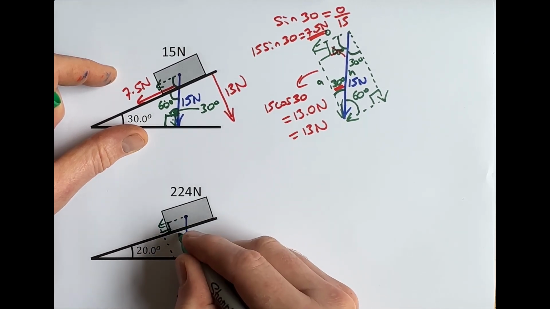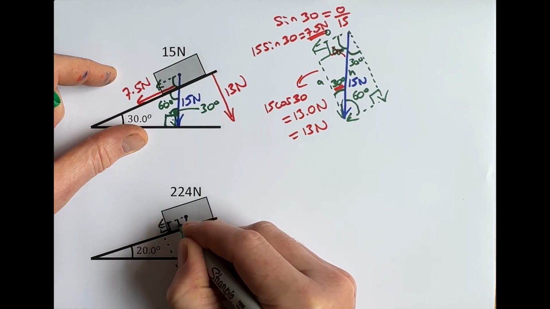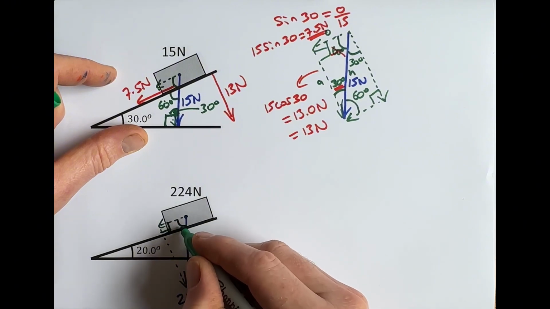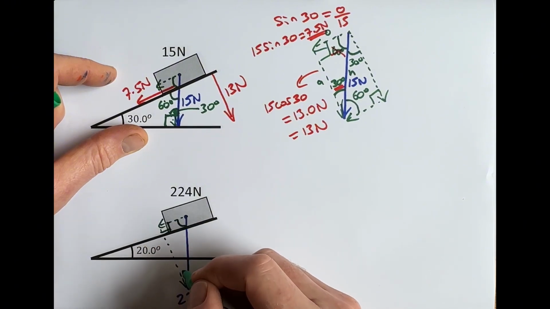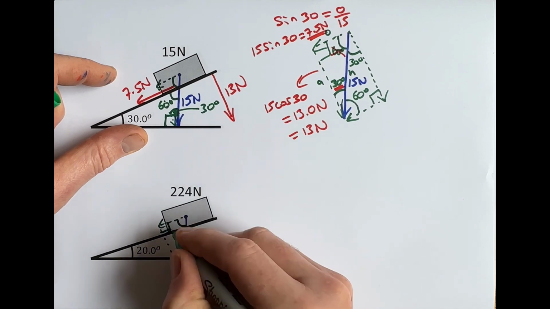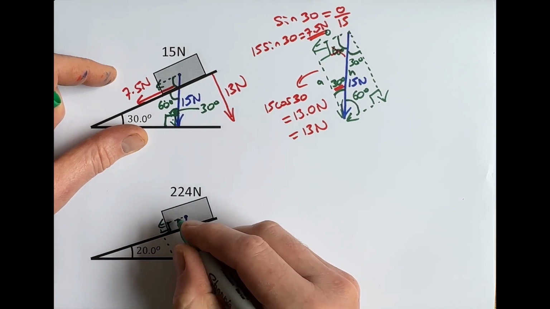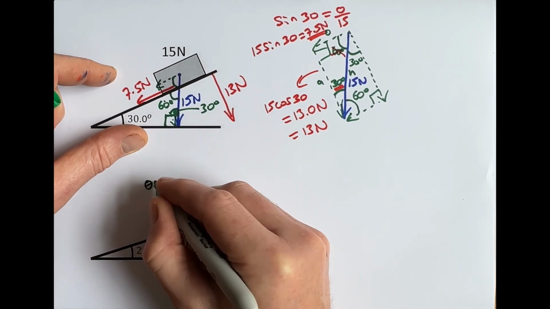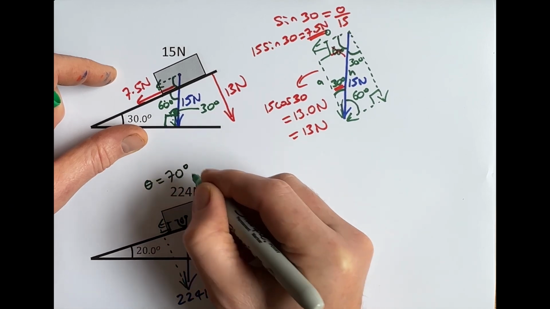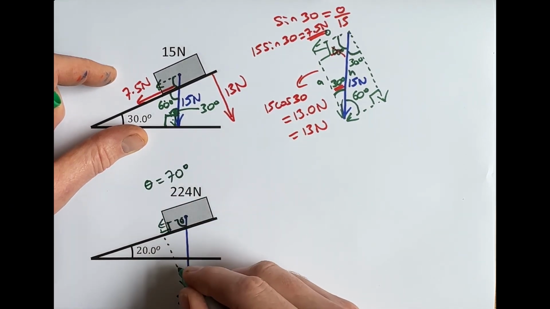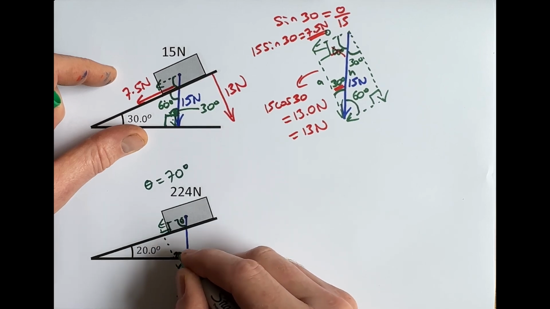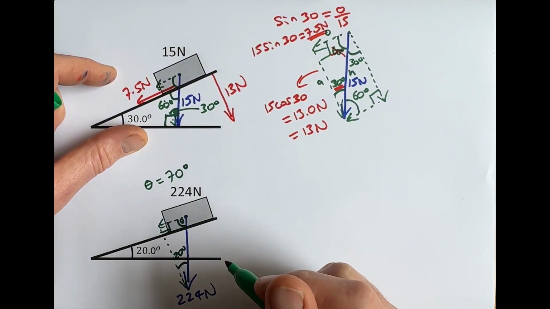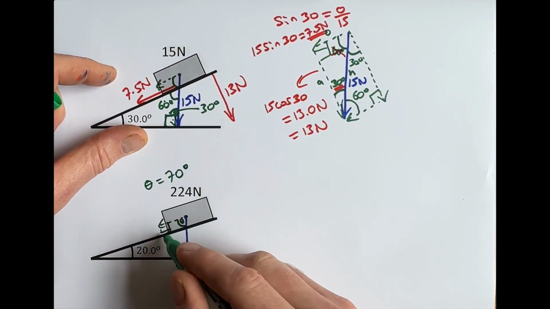So if that angle's 20, then this angle here, which is the same as this angle here, because that is lined up with the slope, must be 90 plus 20, which makes 110, so this must be 70 to make up the 180 degrees. So if I call this angle theta, then theta equals 70 degrees. And what you'll notice then is that this angle here is obviously 20 degrees, because 70 plus 90 plus 20 makes 180.